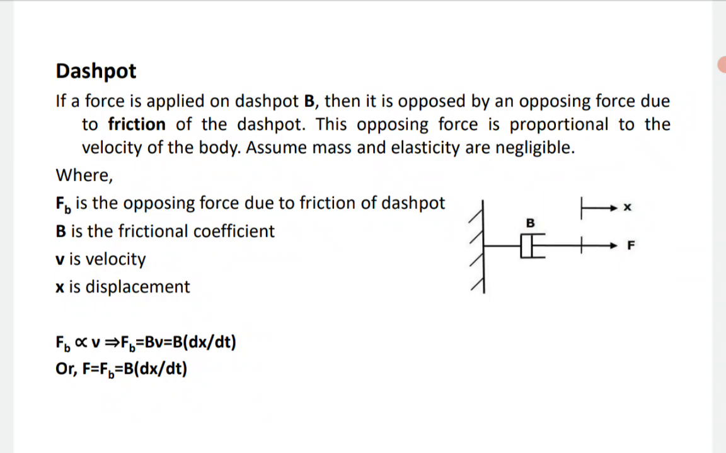Assume mass and elasticity are negligible, where F suffix B is the opposing force due to friction of the dashpot, B is the frictional coefficient, V is the velocity, and X is displacement. So F suffix B is directly proportional to V, or we can rewrite as F suffix B is equal to B into V. B is the frictional coefficient and V is the velocity, that is the rate of change of displacement with respect to time. That's why we can rewrite as F suffix B is equal to capital B into dx by dt, or equal to B into x single dot. X single dot stands for the first order derivative.